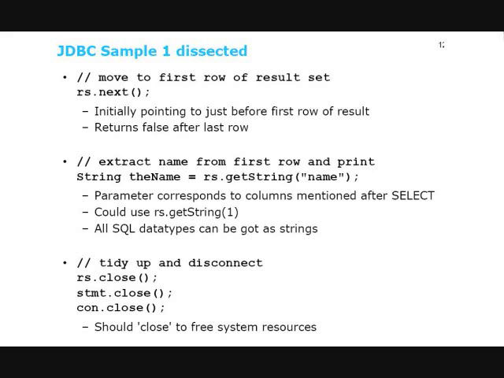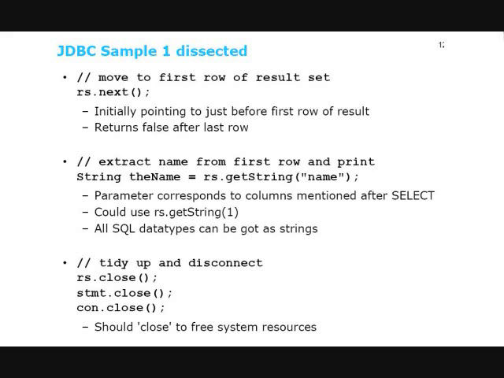So I'm now ready to handle that row. I can now extract the name from the first row, and in this case, I'm just going to print it to the calling environment. I'm going to define a string variable called dname, and from my result set, I use the method getString to get the name, and that then gets put into dname. So now I can print it.